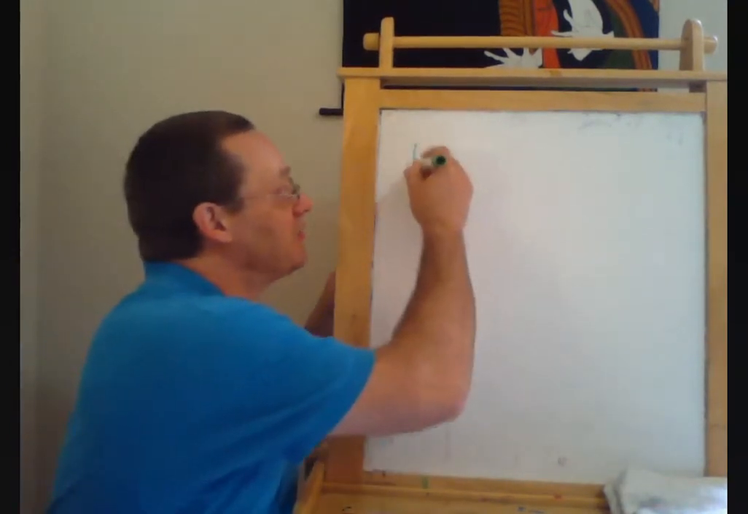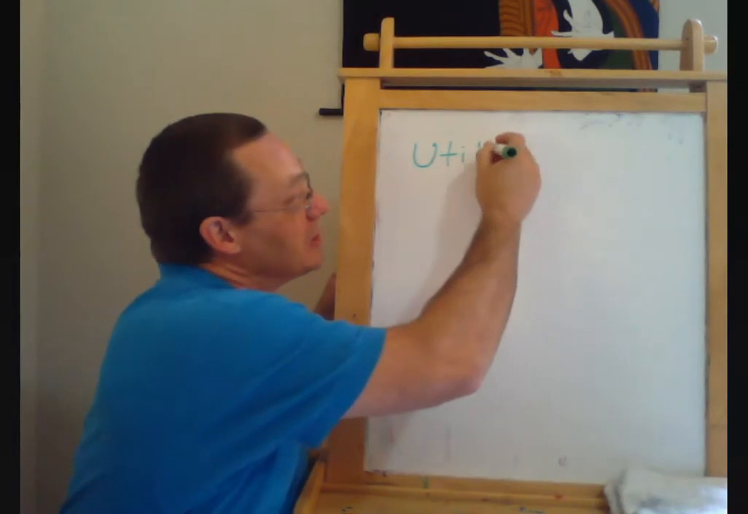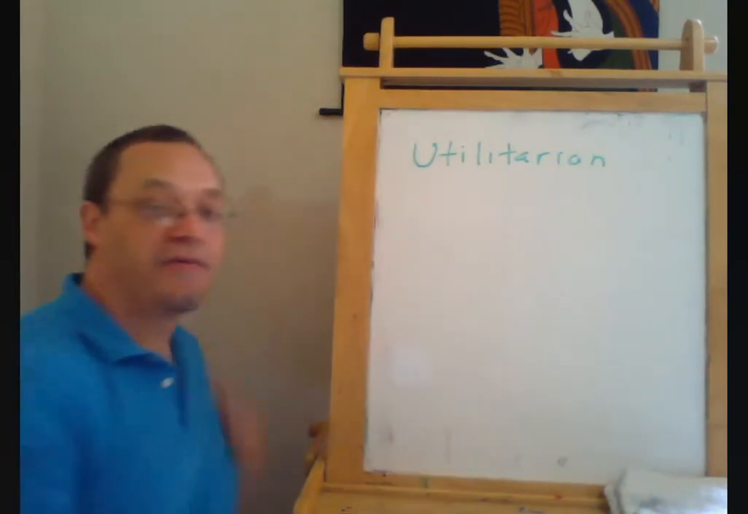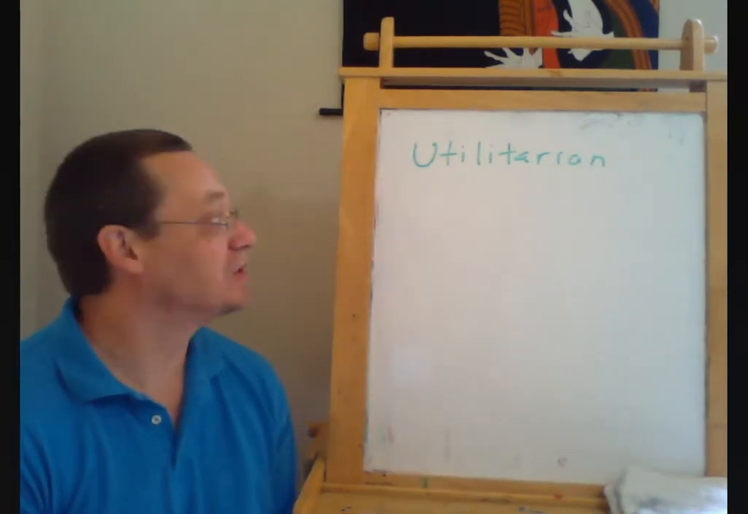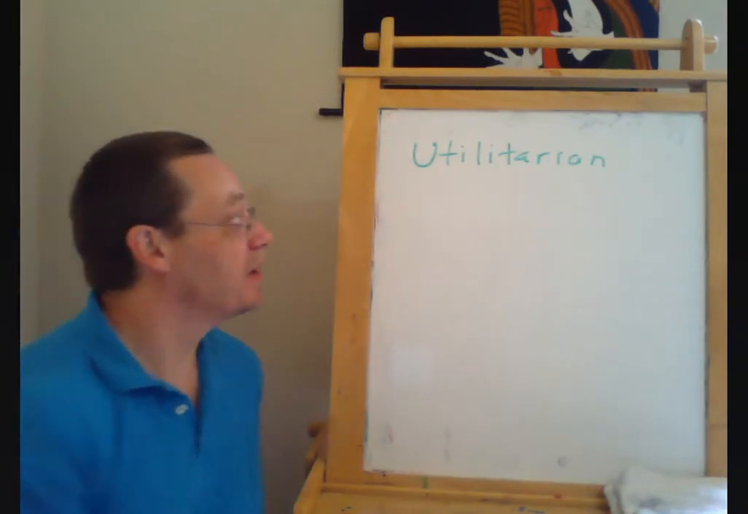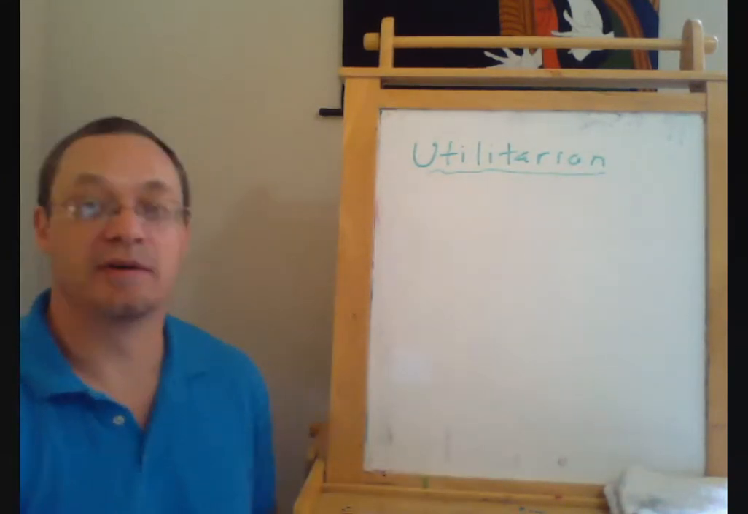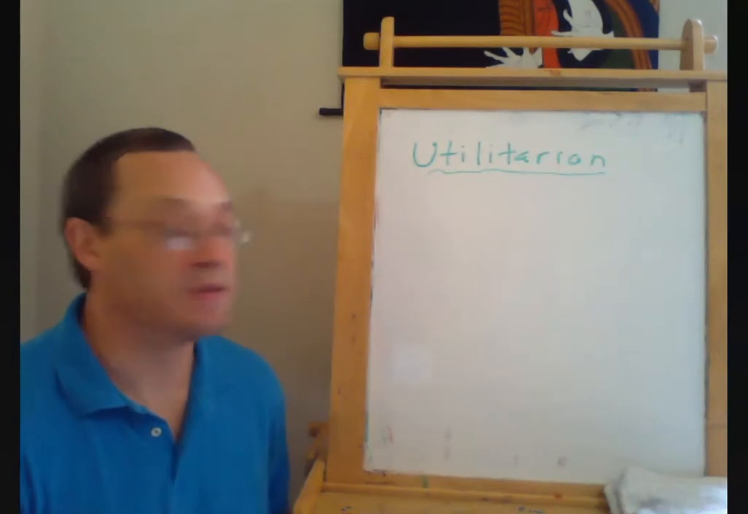And I think the default way that economists are most likely to look at the world is what's called a utilitarian framework. Utilitarianism comes about in the late 1700s and early 1800s, about the same time that economics is being born.